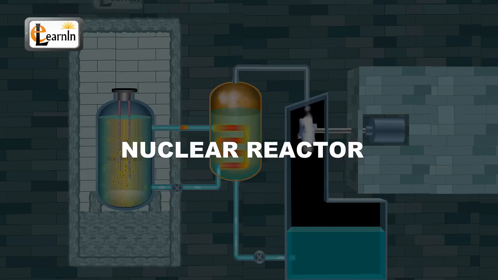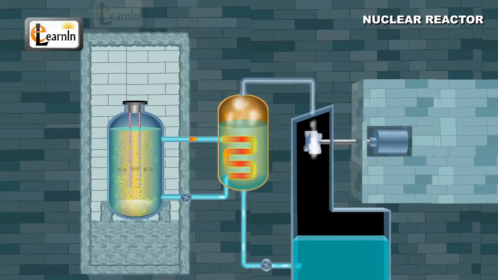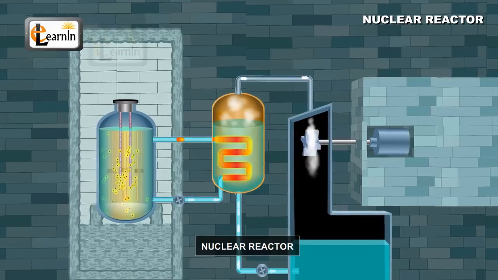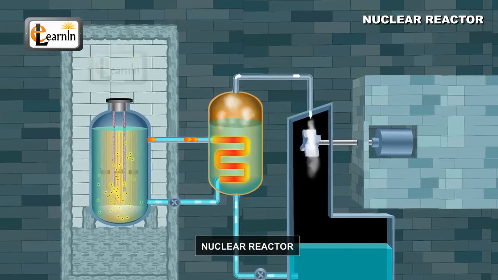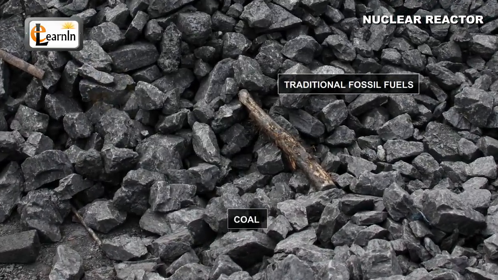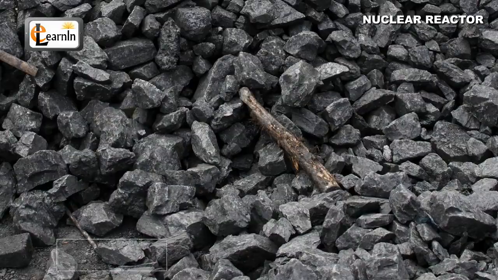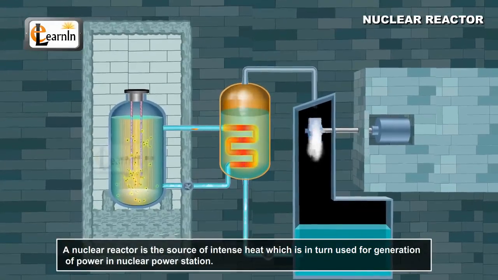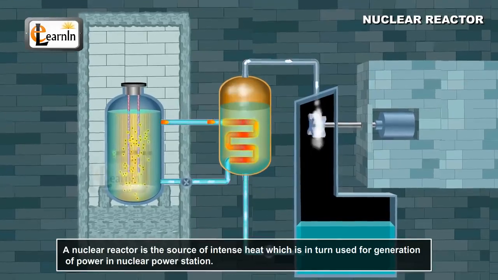Nuclear reactor. In this video, we're going to learn about the nuclear reactor. Nuclear reactors are the modern-day devices extensively used for power generation as the traditional fossil fuels, like coal, are at the breach of extinction. A nuclear reactor is the source of intense heat, which is in turn used for generation of power in nuclear power stations.